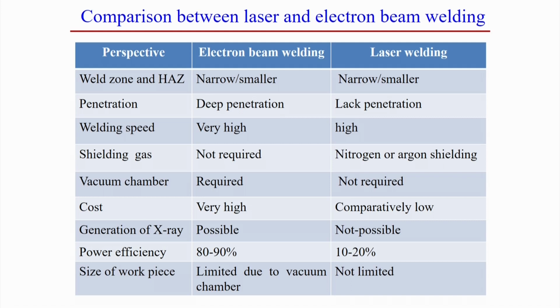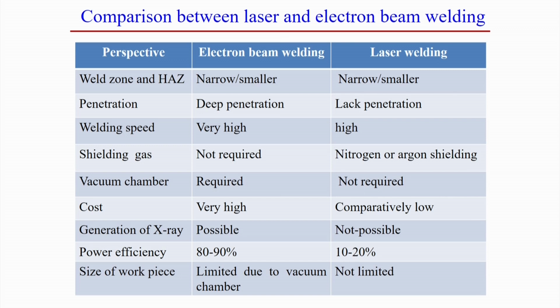Vacuum chamber: in the electron beam welding process, of course, there is a need of a vacuum chamber, otherwise control of the beam may not be possible. In laser welding, that is the advantage, we do not need any kind of vacuum chamber. So, in large scale welding or for a very big component, where the size of the vacuum chamber is a limitation, laser welding can be a better solution as compared to electron beam welding.